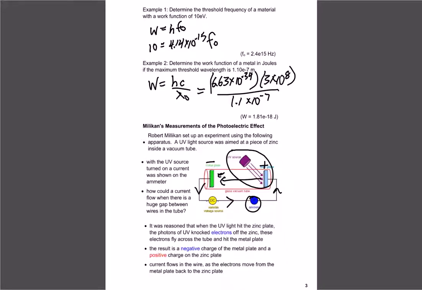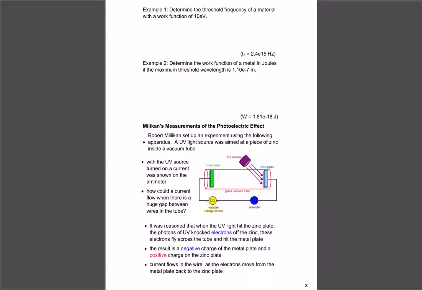So let me erase this. So we have our electrons going across, and we get our current flowing around the circuit like that. So the idea was then, well, how much energy do those electrons have? So we know they're moving, so it's going to have some sort of kinetic energy. So what he tried to figure out was, in order to calculate that kinetic energy, all we'd have to do is put a battery in there, and he reversed the battery.